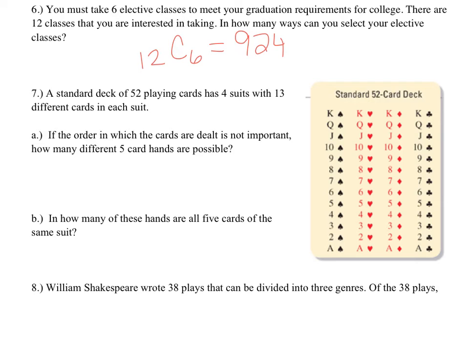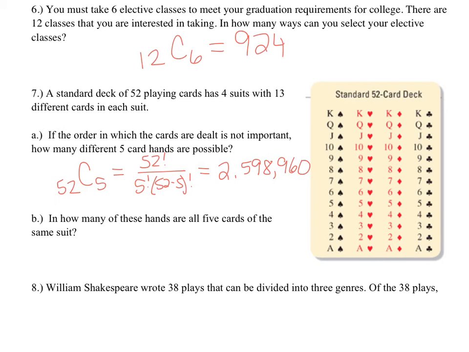Example A, if the order in which the cards are dealt is not important, how many different 5-card hands are possible? So we've got 52 total cards, and we just want to choose 5 of them. We don't care about the order, so maybe we're playing rummy, and we just need a 5-card hand. Doesn't matter in which order we get them, just what 5 cards they are. So in the formula, remember this would be 52 factorial over 5 factorial times 52 minus 5 factorial. You could simplify that down, or you could just type it into the calculator with the formula stored in the calculator. But you should get 2,598,960 different ways that could happen.